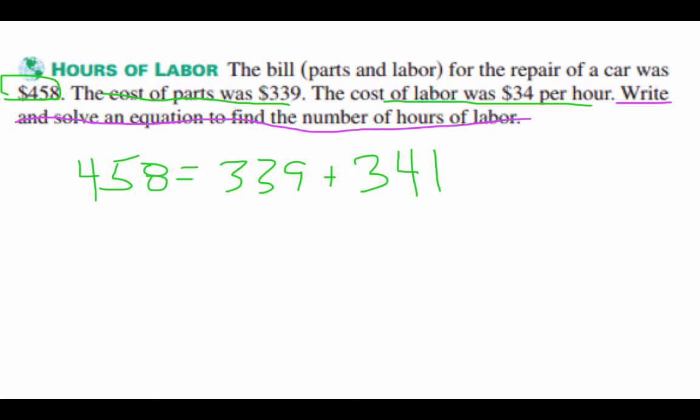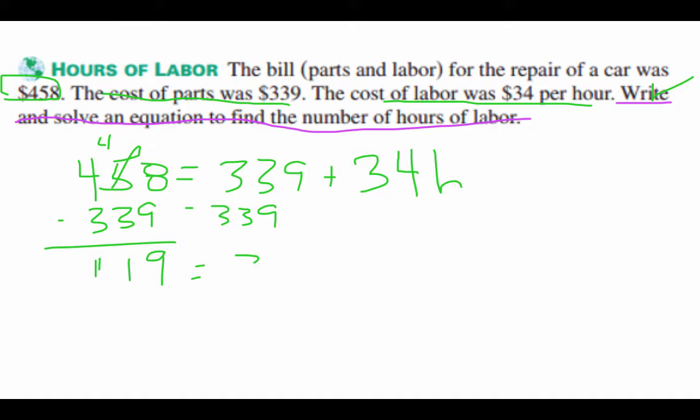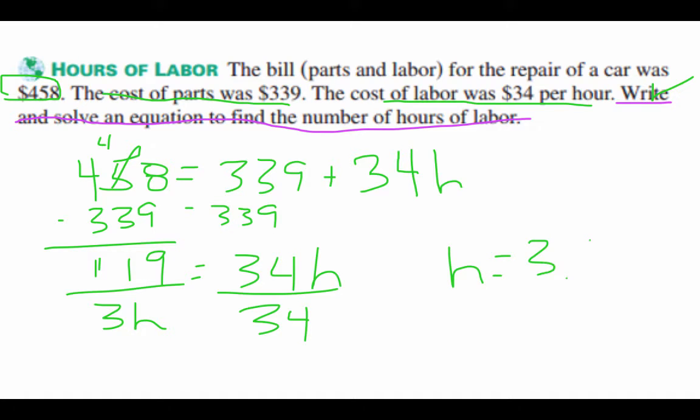We'll call it 34H. There's my equation. That's the first part. I can check off the right part. I did that. All right, minus 339 from both sides to get the variable by itself. Left with 119, the opposite. 119 is what we're left with. So we know that that equals 34H. We divide by 34 once again to get that variable by itself. Right? So we are left with H equals 3.5.